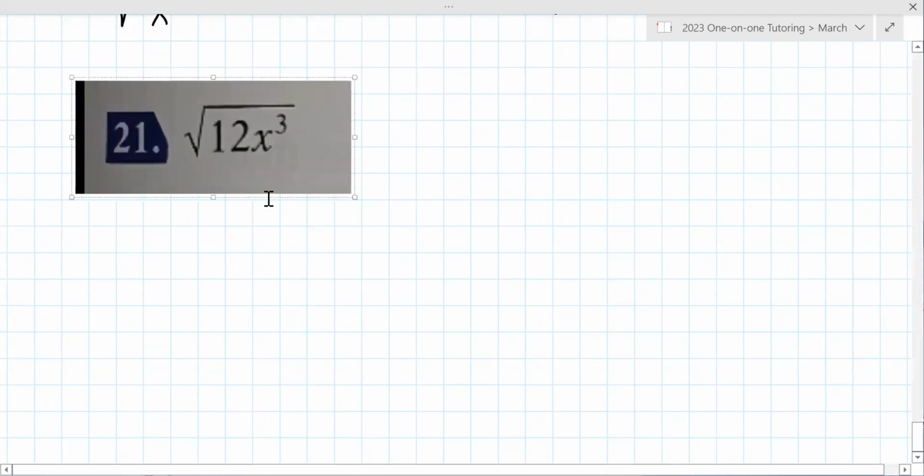All right, 21 says square root of 12 x cubed. So this is really two problems in one. It's really what is the square root of 12 and what is the square root of x cubed? So the first part of our lesson, like the first 26 minutes, we were doing problems like this. The last 8 minutes, we've been doing problems like this. You're combining the results now. Okay. All right, so I want you to do the one on the right. I will do the one on the left.